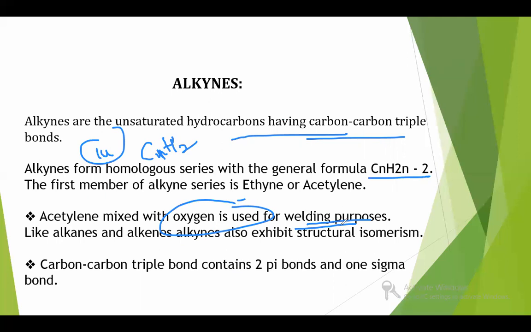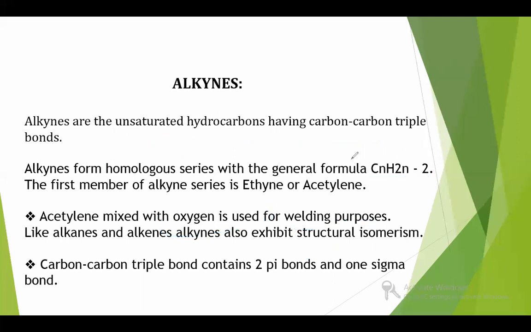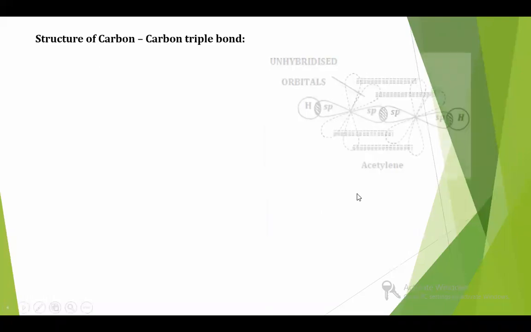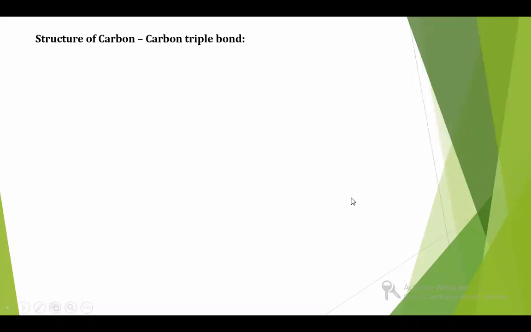Like alkenes, alkynes also show isomerism, especially structural isomerism. The carbon-carbon triple bond will have one sigma bond and two pi bonds. This is about alkynes. Next, we need to study the structure.